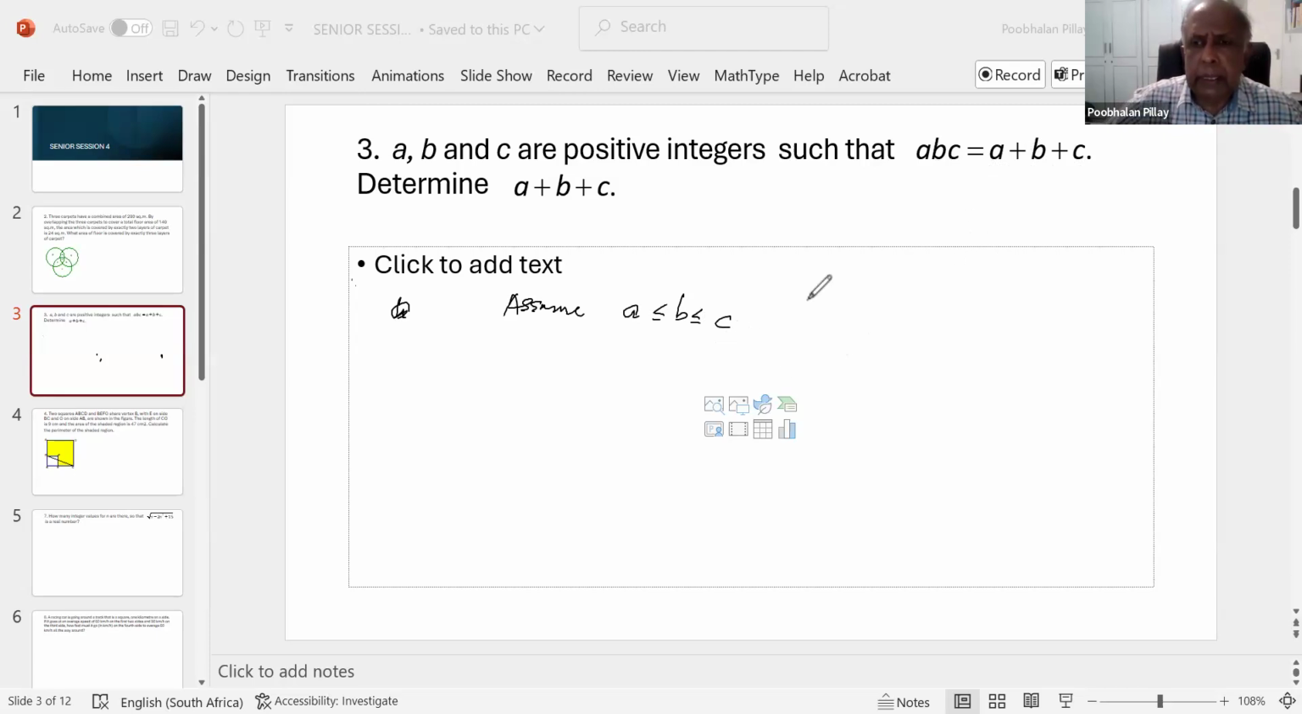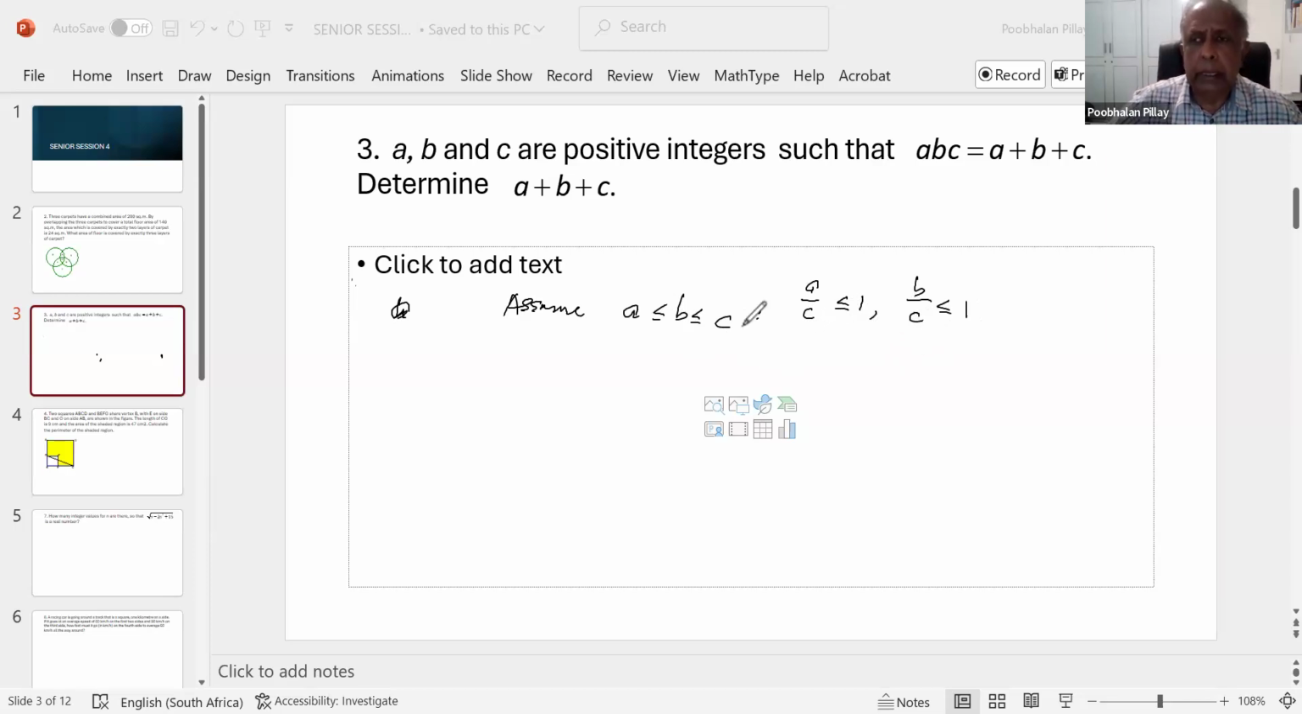Given that, now then, the important fact: C is the largest and A is the smallest, so A over C is less than or equal to 1, because C is the largest of the three numbers. So when you take the ratios, you're going to get this is less than or equal to 1.